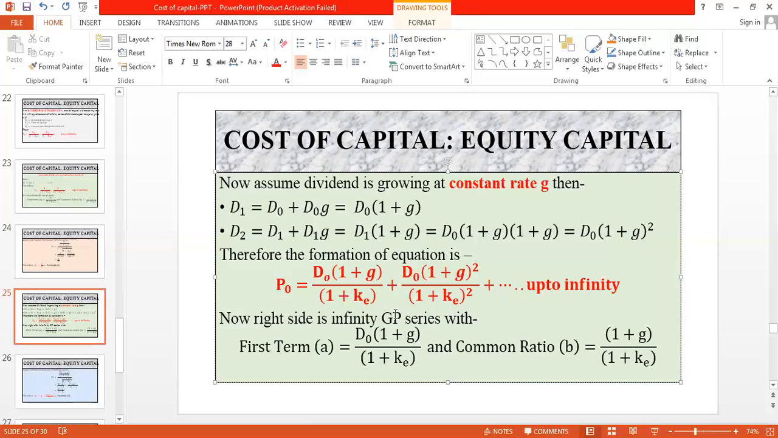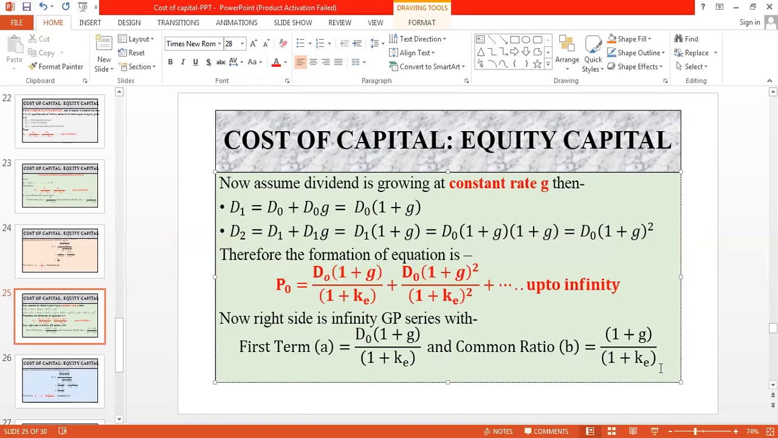If we look at this particular expansion, then you will clearly see that the right hand side is again a GP infinity series, but the nature of the first term and common ratio has changed. Previously, the first term was D by 1 plus K. Now it is D0, the current year dividend, into 1 plus growth rate. That means the numerator is D1 divided by 1 plus K. This is your first term. And the common ratio is equal to 1 plus growth rate divided by 1 plus K.